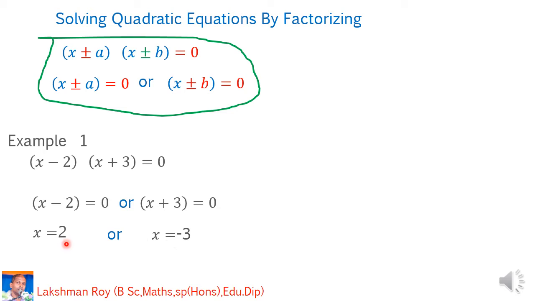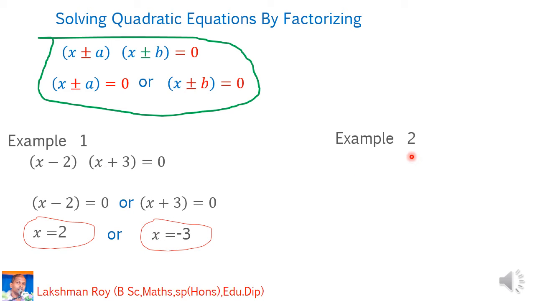These are the two solutions, so you can check whether these are correct or not. x is 2, here what happened? x is 2, 2 minus 2 is 0, 0 times any number is 0. x is negative 3, if you put negative 3, then negative 3 plus 3 is 0. Number into 0 is also 0, right? So these are the two solutions, two roots of this quadratic equation, right?